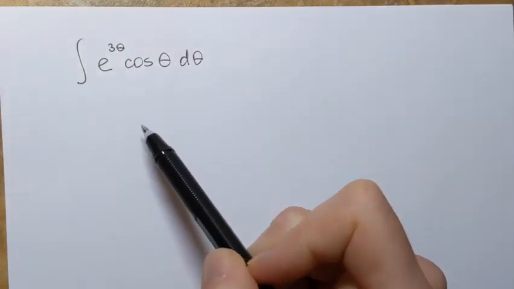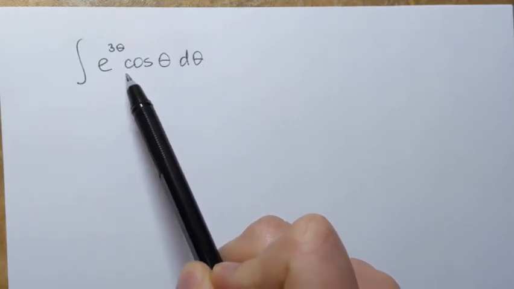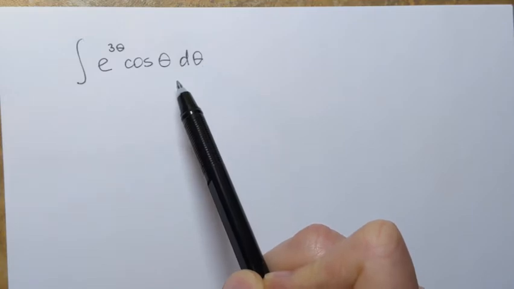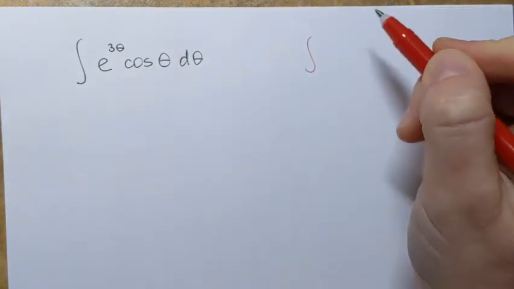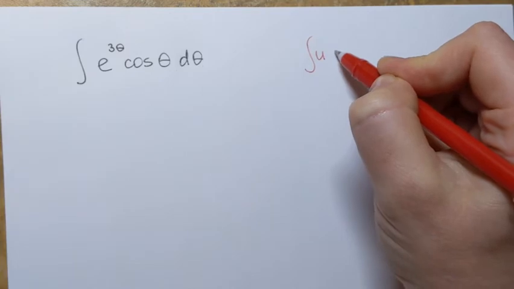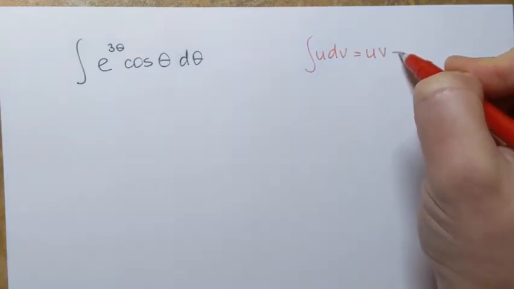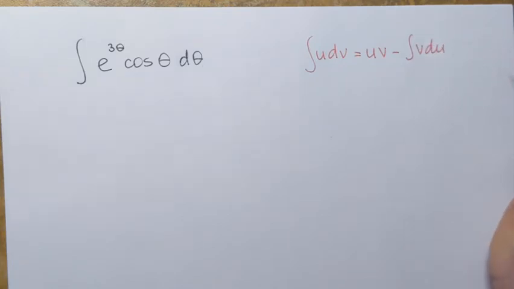In this example, we're going to evaluate the integral of e to the power 3 theta cosine of theta d theta, and we'll apply the integration by parts rule. Let me write down the integration by parts formula. Integral of u dv equals u v minus integral v du.